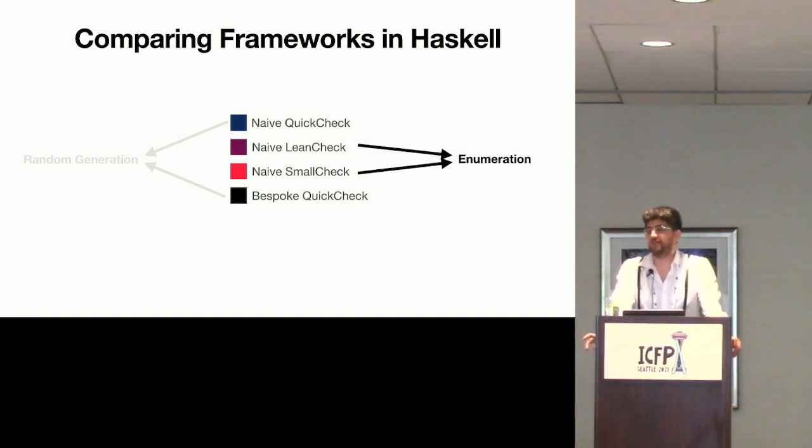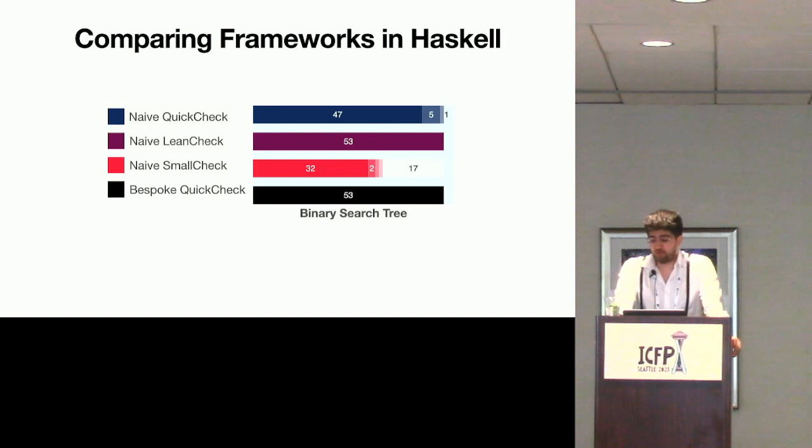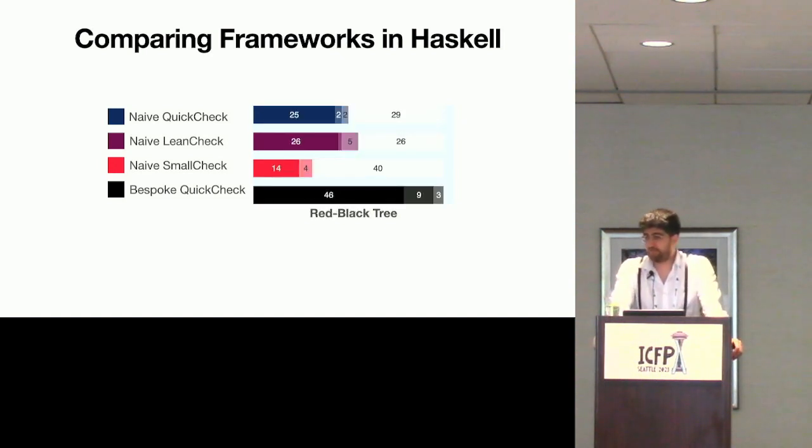So let's see how these different generators fare in our workloads. When we look at the binary search tree workload and how the methods fare, we see that both QuickCheck and LeanCheck are very close to our bespoke generator, the top line, and SmallCheck falls behind them. And when we go into the red-black tree, we see a similar trend with respect to ordering going in the same way, but we see a drop in all three type-based methods. So let's pause for a brief second and talk about why that is.